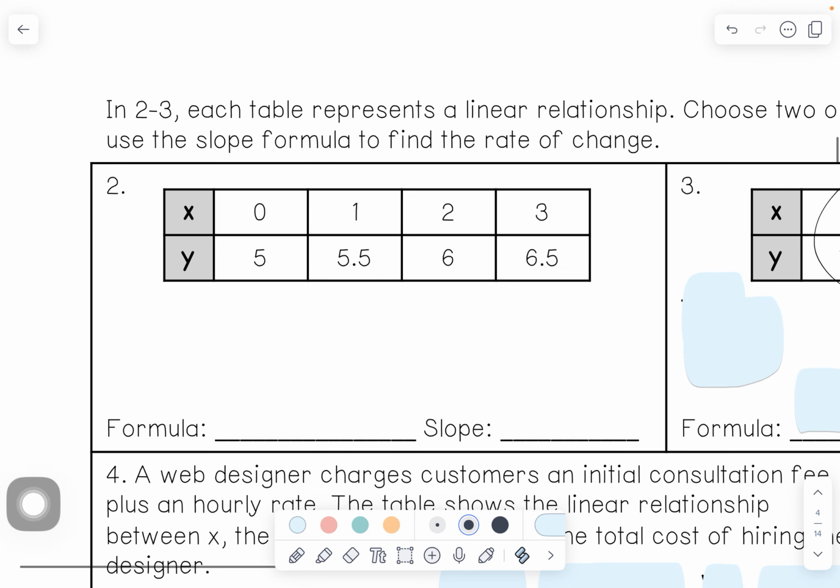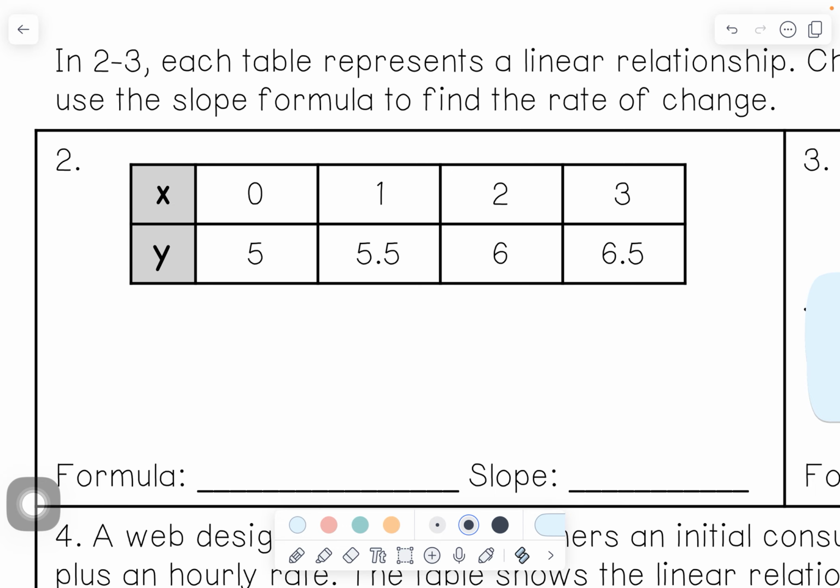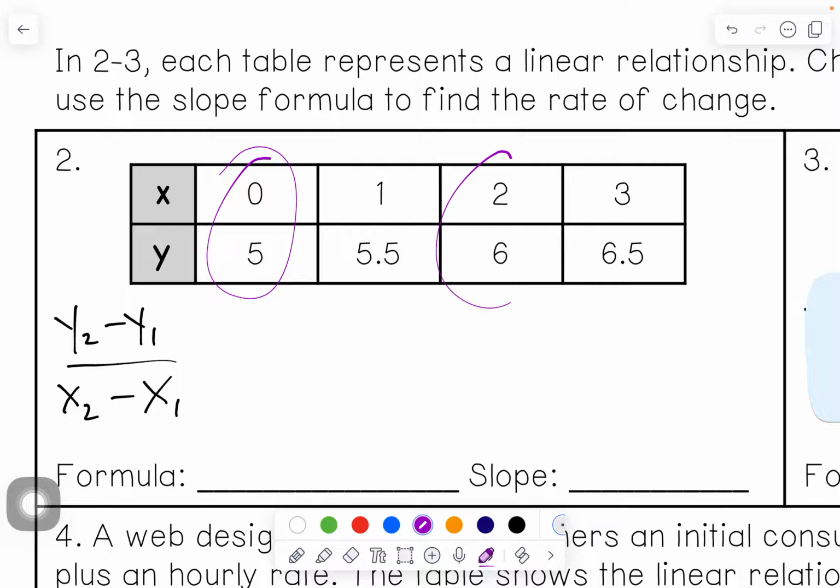Okay, what happens when we start throwing decimals in the mix or we're trying to pull our numbers from a table? Nothing happens. Nothing changes. Still all the same steps. My formula is still going to be y2 minus y1 over x2 minus x1. I get to pick which 2 points I want. If you want to avoid decimals, then avoid decimals. I can choose this point and this point, and now I don't have to worry about decimals.